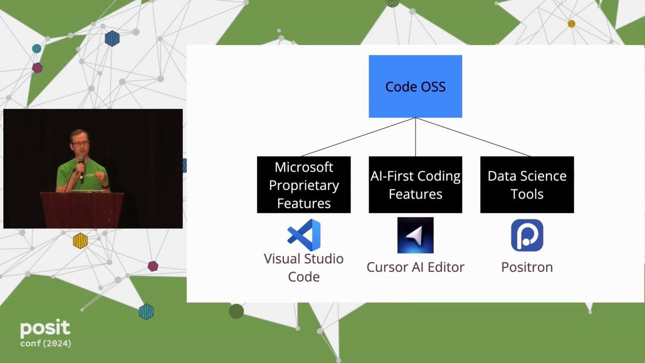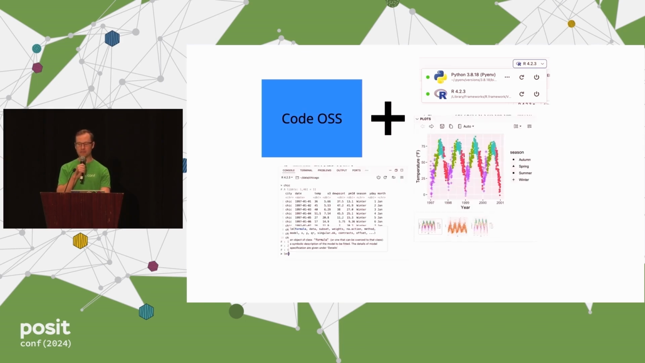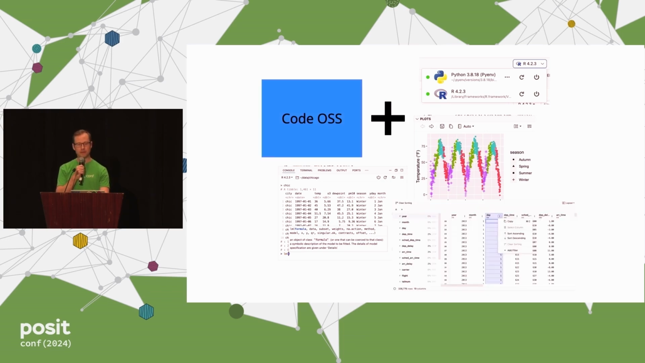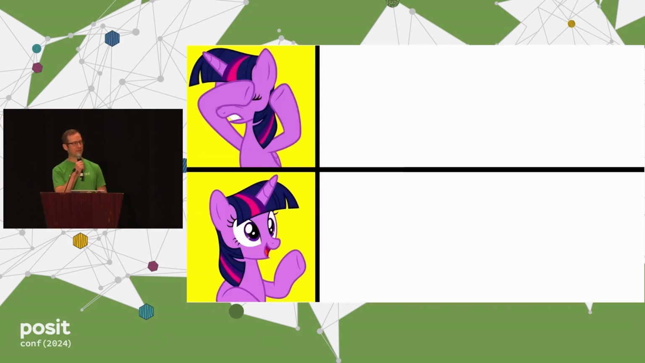So we are doing something very similar with Positron. We are taking the Code OSS foundation and adding data science tools to it. And we've already covered this a little bit in the session, but what that looks like is taking that powerful IDE foundation and adding tools like environment selections, plots and visualization pane, a really first-class console, an amazing data explorer, and so forth. So this brings me to the second elephant in the room, which is, why isn't Positron a VS Code extension? So to answer that question, I've got my good friend Twilight Sparkle here.